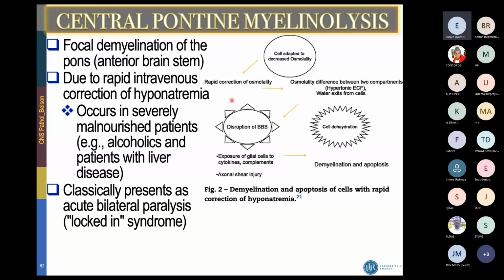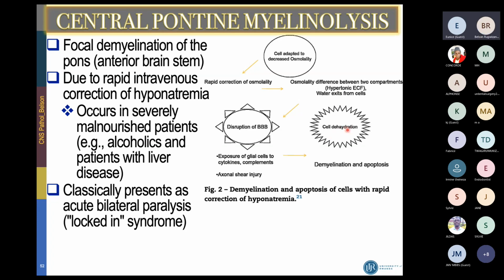So here there is an issue of osmolarity. There is hyponatremia. The cell is adapted to decreased osmolarity. Then, if you do rapid correction of that osmolarity, the osmolarity difference between the two compartments, for example, the extracellular fluid and so on, this one is the one causing problems. So there will be cell dehydration. So that is a mistake.